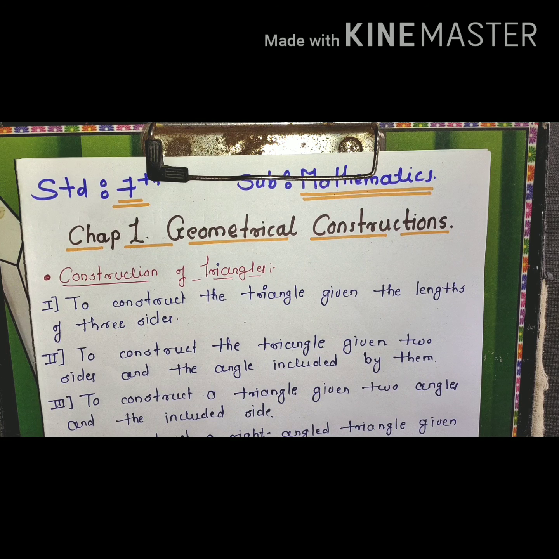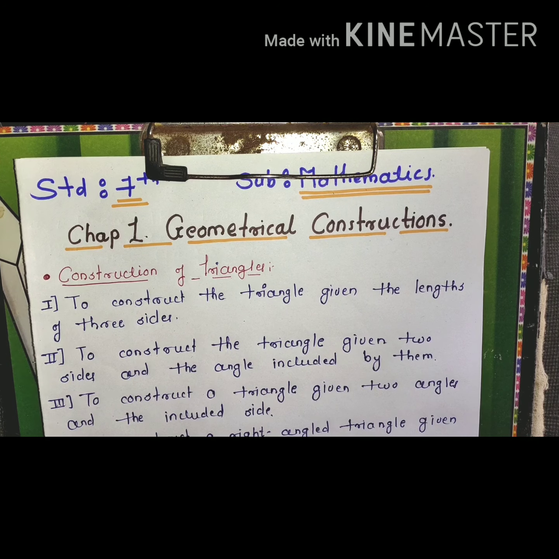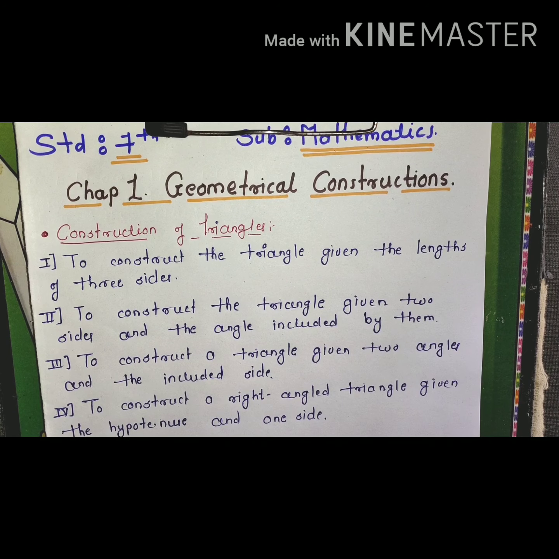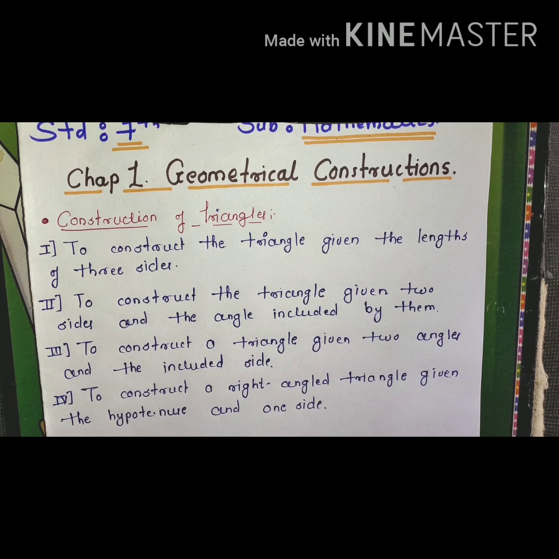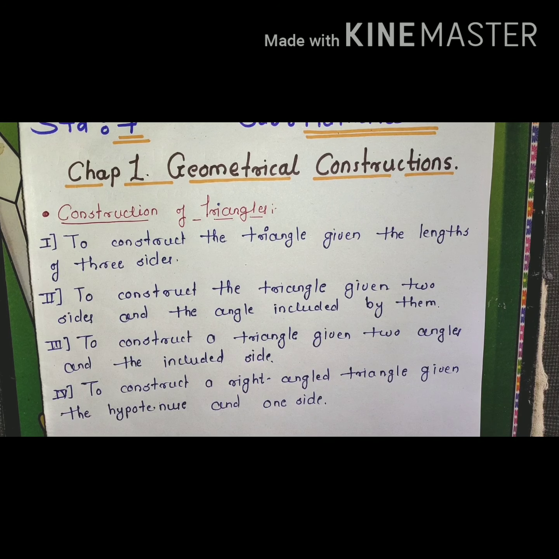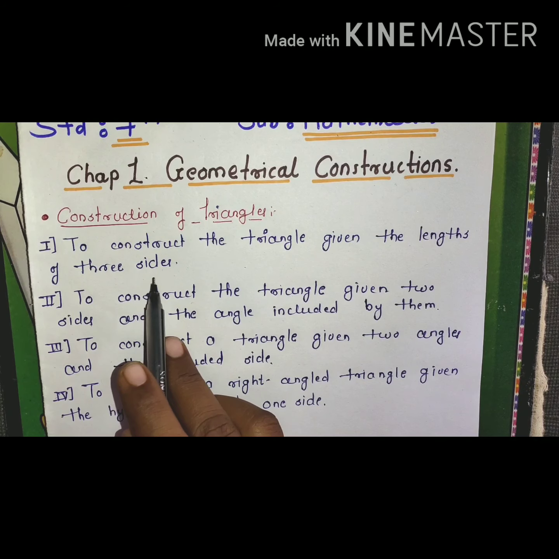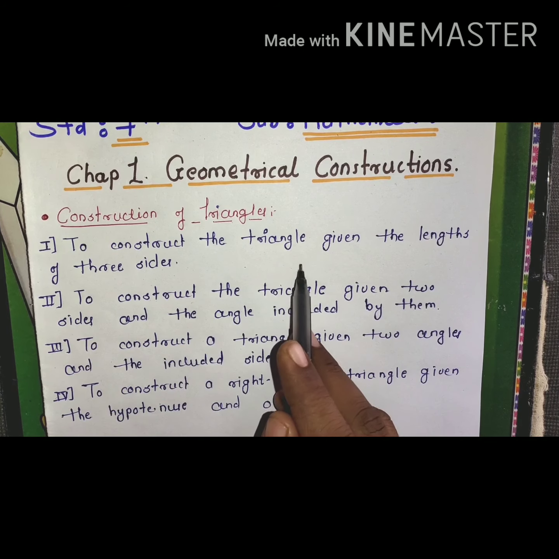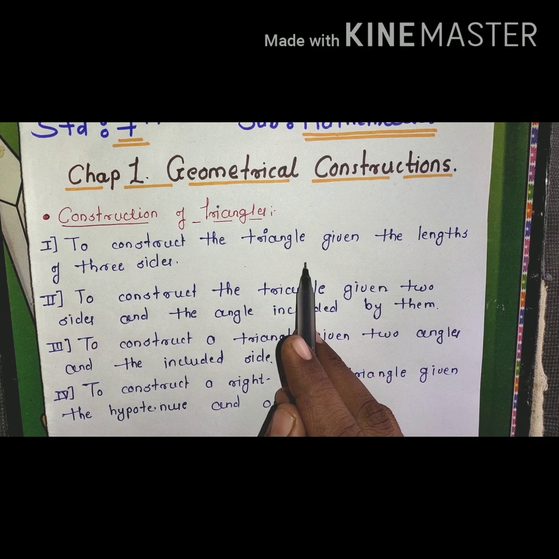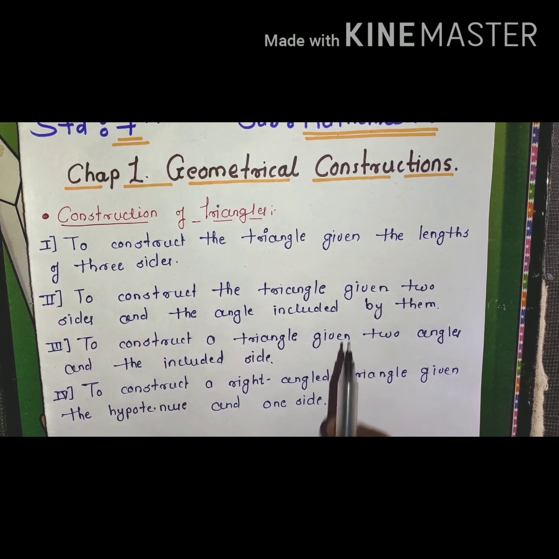In this video we are continuing with the chapter 1 of 7th standard, that is geometrical constructions. In this video we are going to learn how to construct a triangle by various methods. Now here are the 4 different methods by which we can construct the triangle. First one, to construct the triangle given length of 3 sides. If the length of the 3 sides are given, then how to construct the triangle.